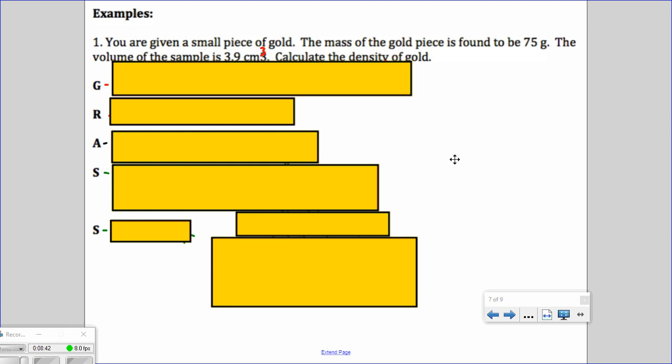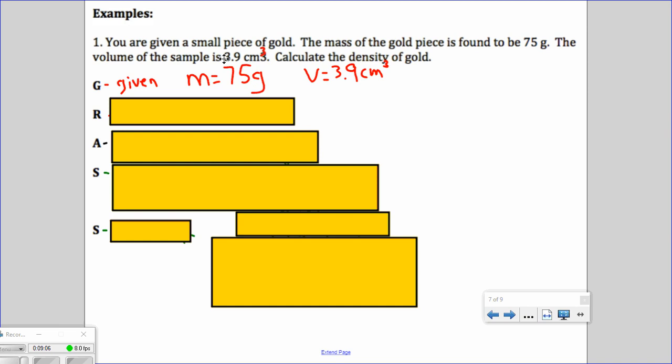In the following examples, we will use the GRASS method to solve some word problems. Here we are given a small piece of gold. The mass of the gold piece is found to be 75 grams. The volume of the sample is 3.9 centimeters cubed. Calculate the density of gold. In the question, we have to identify the information that we have been given. We are given the mass of the gold piece, 75 grams, and the volume of the sample, 3.9 centimeters cubed. We are being asked to calculate the density of gold, so required is the density.